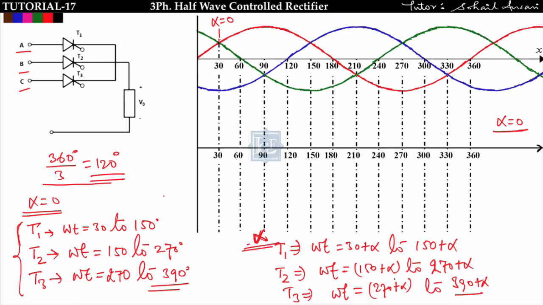Similarly for T2, 150 plus alpha to 270 plus alpha. It will conduct for 120 degree because I am using 3 thyristor and in one cycle there are 360 degree. So 3 thyristor I am using means 1 thyristor will conduct for 360 by 3, that is equal to 120 degree. That is for sure. Okay, so please note this.